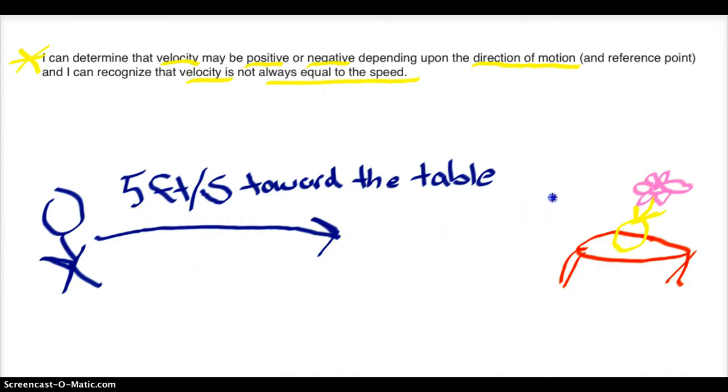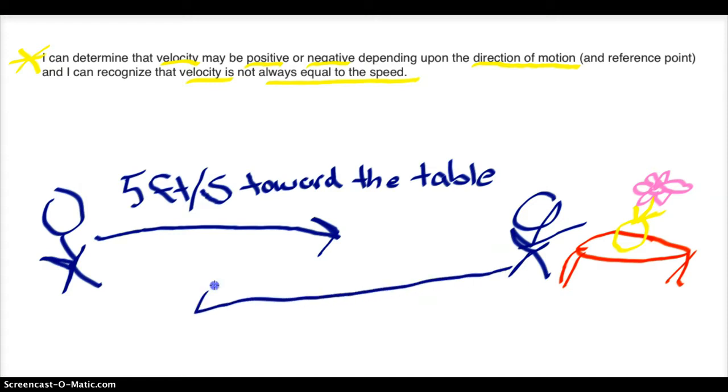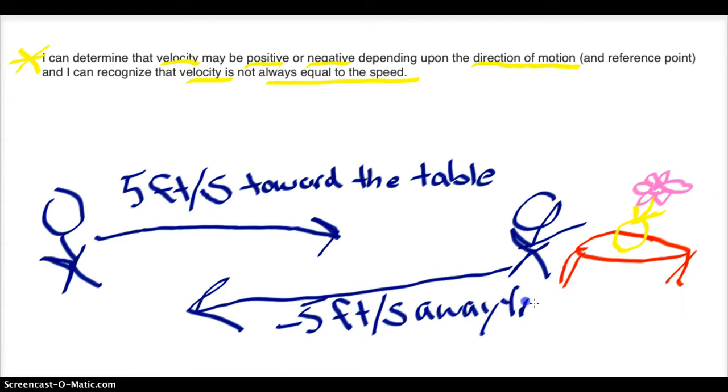Now let's say for a second that you're at the table. You made it. You're eating. And now you want to move away from the table, and you move in this direction. You're finished with dinner. In this case, even if you move at the same speed of 5 feet per second, you're moving away from the table. So what we could do is make this a negative 5 feet per second away from the table.